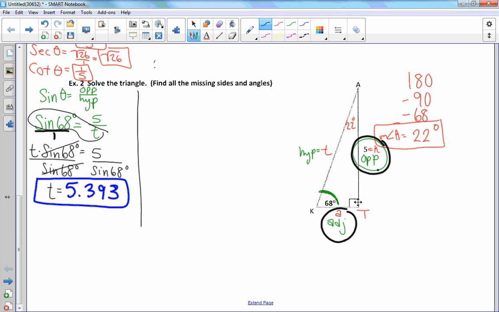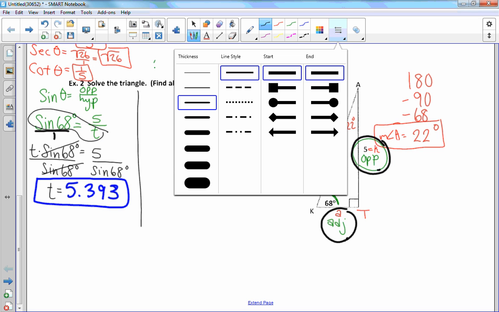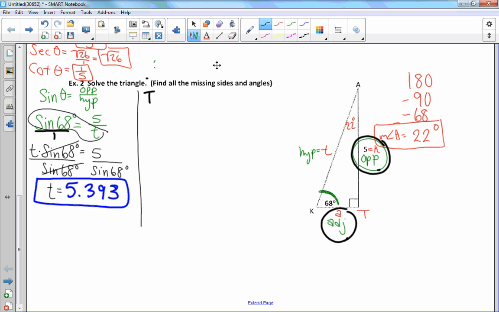So SOHCAHTOA, which one has opposite and adjacent? Tangent, TOA. Okay, so we're now going to use tangent theta, which is opposite over adjacent. Still using 68 as your theta. Tangent 68 degrees. So our opposite is 5.